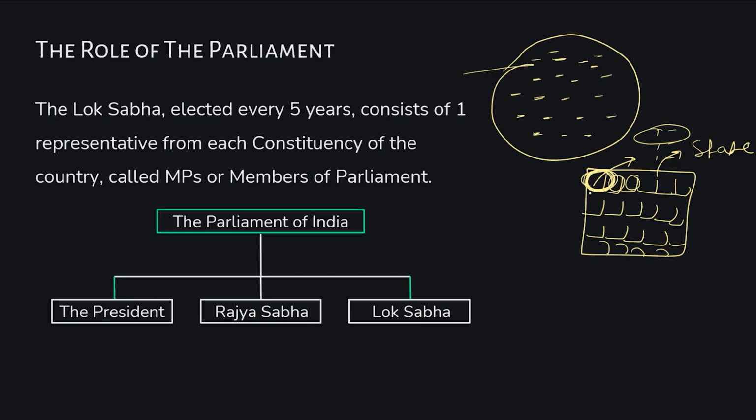So the maximum number of members of parliament can be 20, since the constituencies are 20, but it's not a rule that there should be 20. There could be less than 20 also. Now basically what happens is that people vote according to where they live. Since we saw that this entire Maharashtra has been divided into 20 constituencies, 20 seats, for each constituency there will be a member of parliament who will be elected by the people.